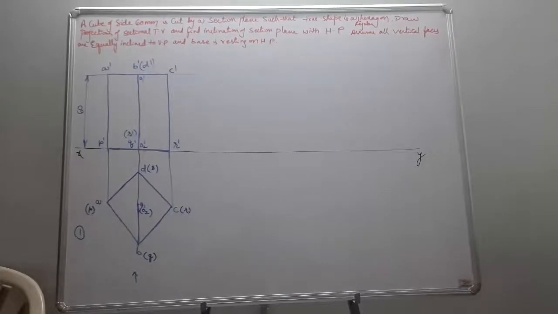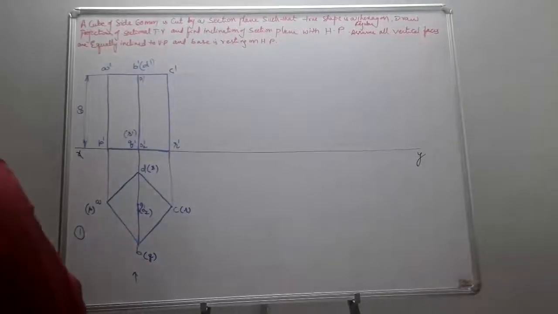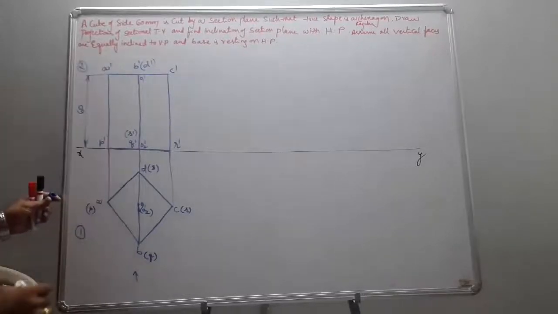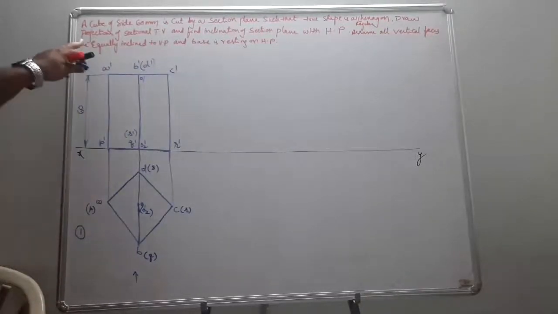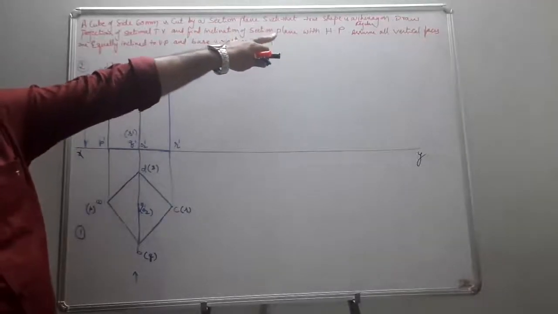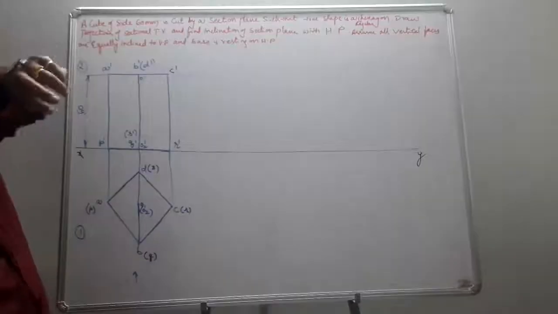The true shape is seen from the top, where all the vertical faces are equally inclined at an angle of 45 degrees to the VP. You will obtain the simple position like this. Next, he gives the section plane. Draw the projections of the sectional view and find the inclination of the section plane with the HP. So how can we find it?